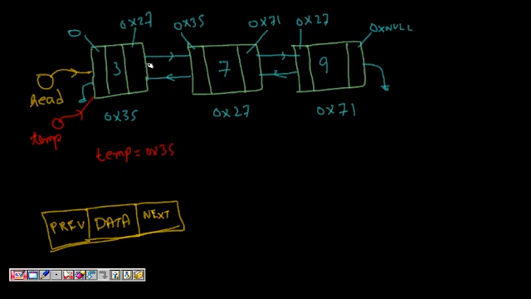So these are the memory locations, and here we have as in doubly linked list, so head previous is null, so it is 0, head next is the memory location of the second element, so it's 0x27. For the second element, the first node is its previous, so for the second its previous is 0x35, and for the second its next is the third element which is 0x71.